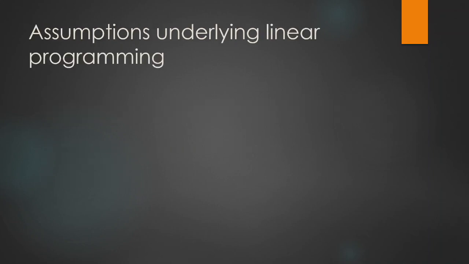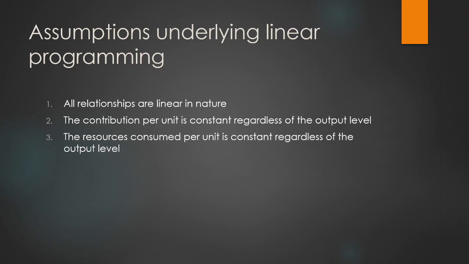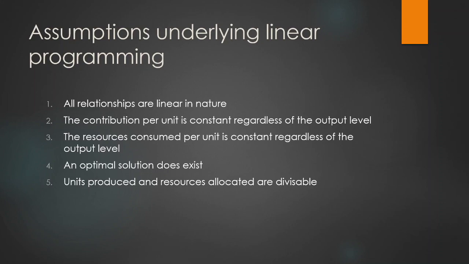In order for us to be able to effectively use linear programming, we need to make a few assumptions. First, we must assume that all relationships are linear in nature. In order to comply with this assumption, we must assume that the contribution per unit is constant regardless of the output level. Likewise, we must also assume that the resources consumed per unit remain constant regardless of the level of output. Next, we must assume that an optimal solution does in fact exist. Finally, we must assume that the units produced and resources allocated are fully divisible.